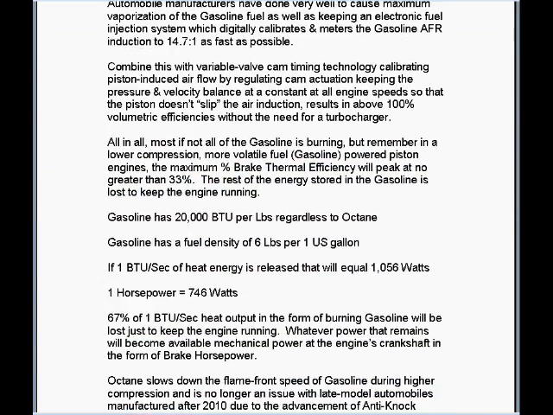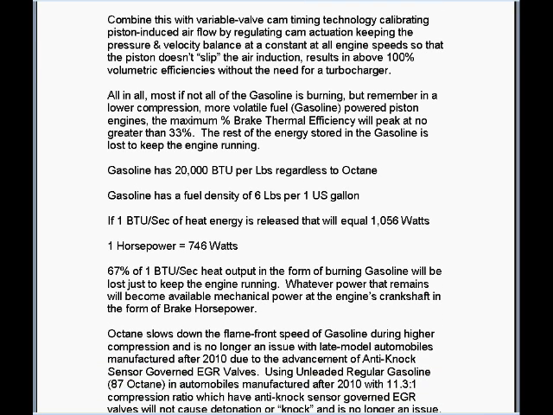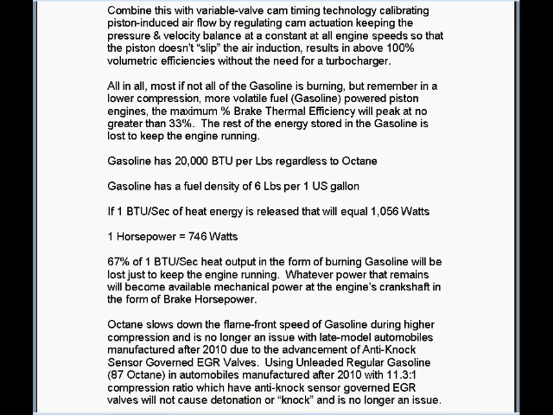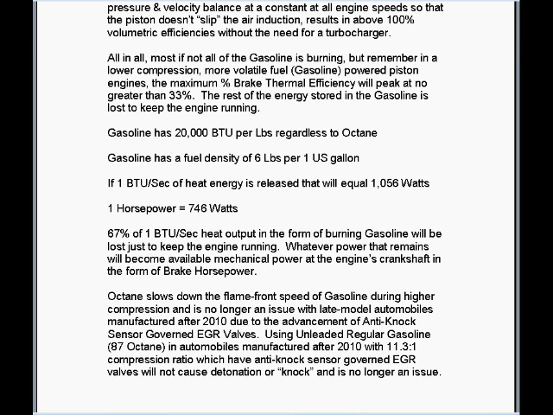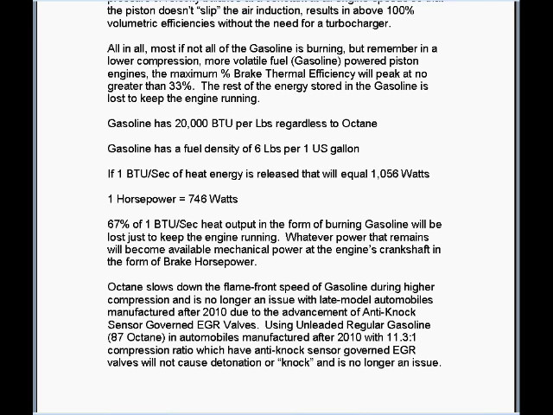Automobile manufacturers have done very well to cause maximum vaporization of the gasoline fuel, as well as keeping an electronic fuel injection system which digitally calibrates and meters the gasoline AFR, or air-to-fuel ratio induction, to 14.7 to 1 as fast as possible. Combine this with variable valve cam timing technology calibrating piston-induced airflow by regulating cam actuation, keeping the pressure and velocity balance constant at all engine speeds so that the piston doesn't slip the air induction. This results in above 100% volumetric efficiencies without the need for a turbocharger.